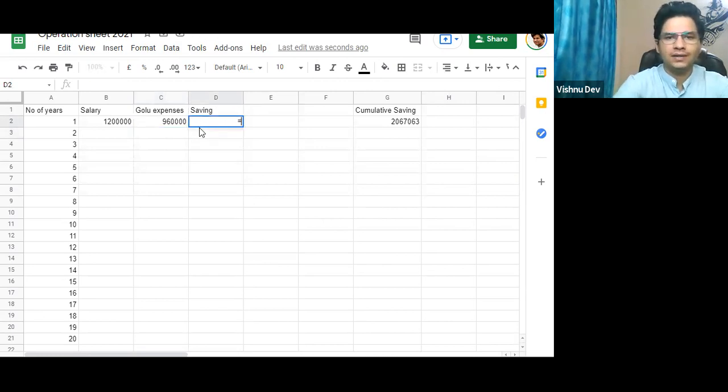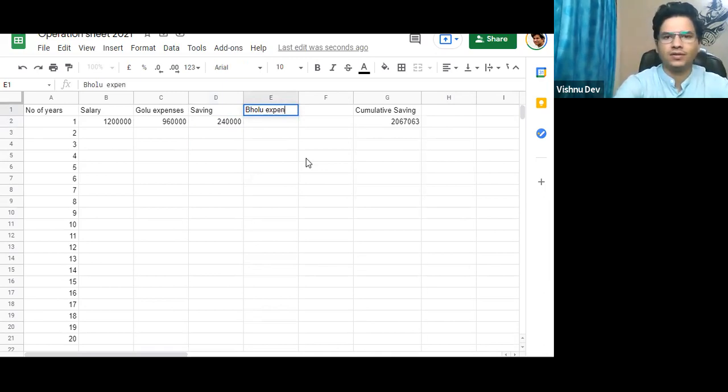And what would be his saving? His saving would be this. Yes or no? 2,40,000 would be his saving. Agree? Everyone is clear in this? Okay, Golu saving. This is for Golu. Now, let us talk about Golu. So when you talk about Golu, what is Golu's expenses?